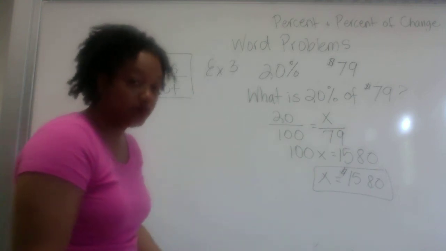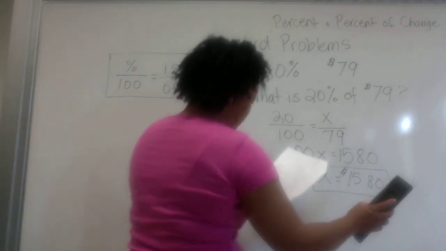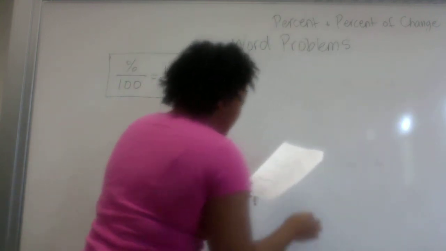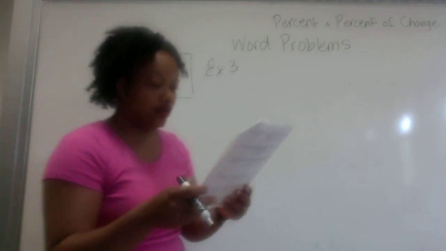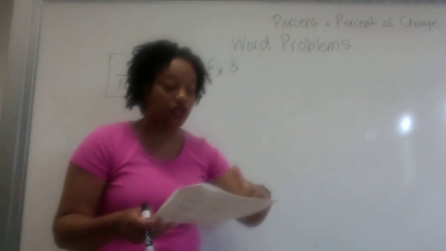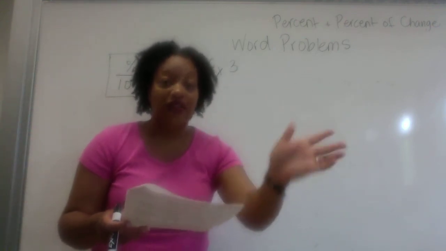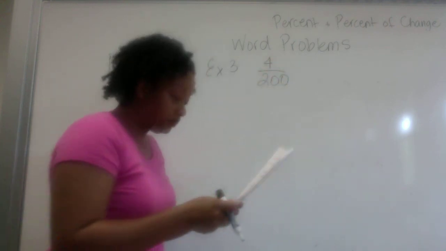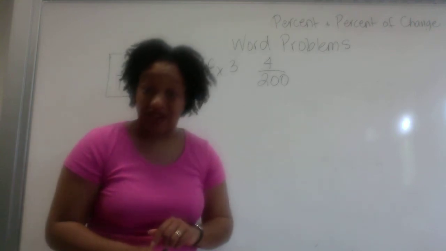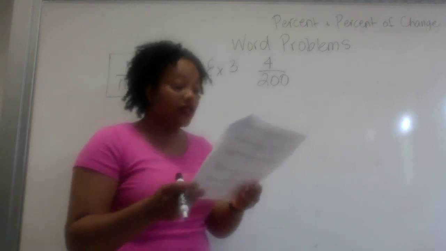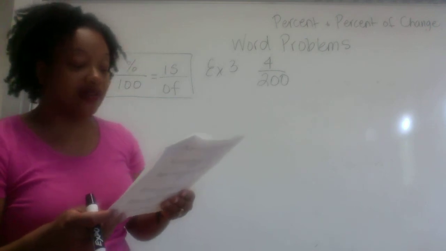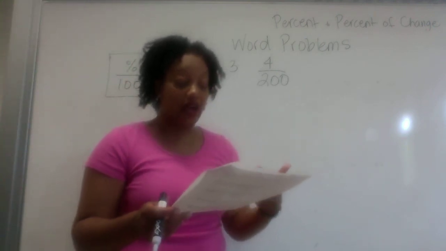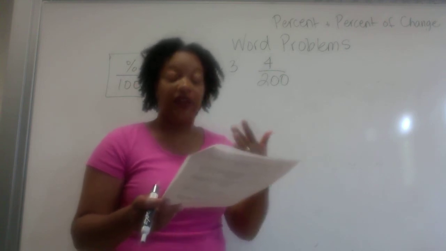Let's do one more. Example 4. All right. It says 4 out of 200. Now, based on our previous lesson, you should know 4 out of 200, that's a ratio. I could rewrite this just like this. And guess what? That's going to be part of our proportion. So it says 4 out of 200 radios that come out of an assembly line are defective. That means they don't work. What percent of the radios are defective?